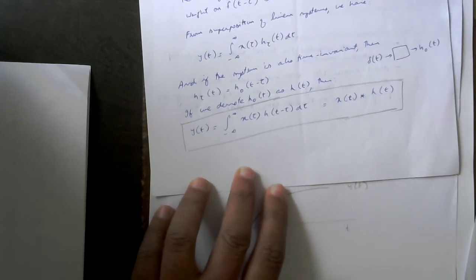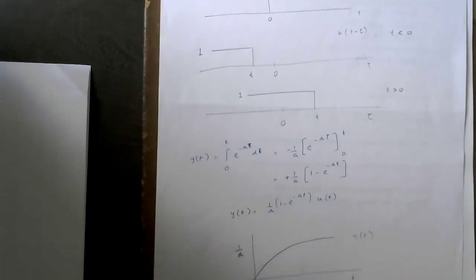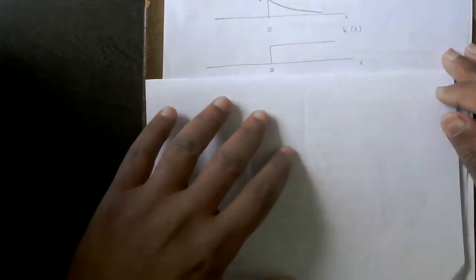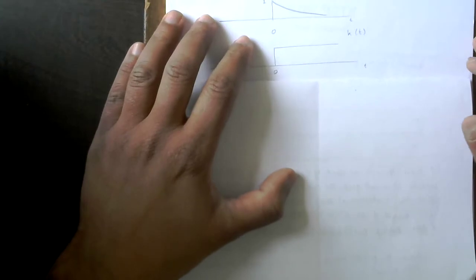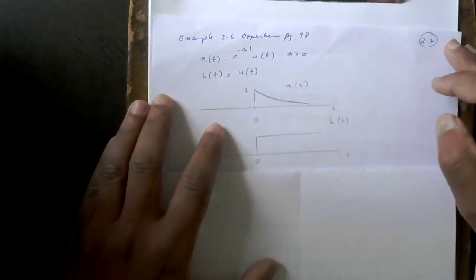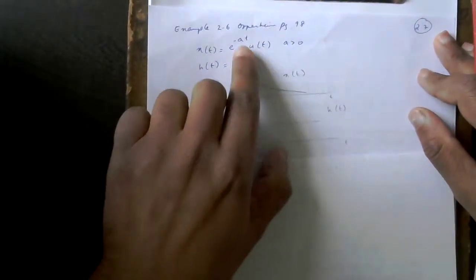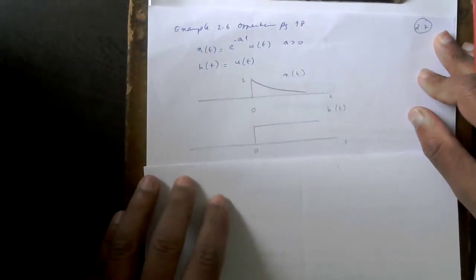Now, pretty much similar to the continuous time case, we will just look at the discrete time case. We will quickly look at a problem. This is an example which is there in the textbook. This is example 2.6 from Oppenheim's textbook.